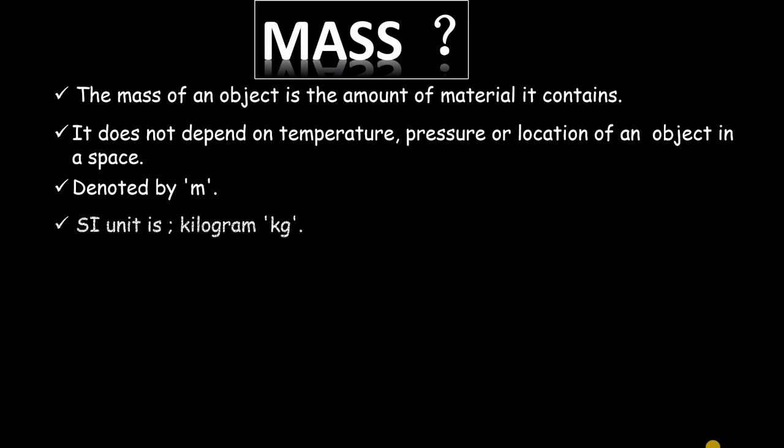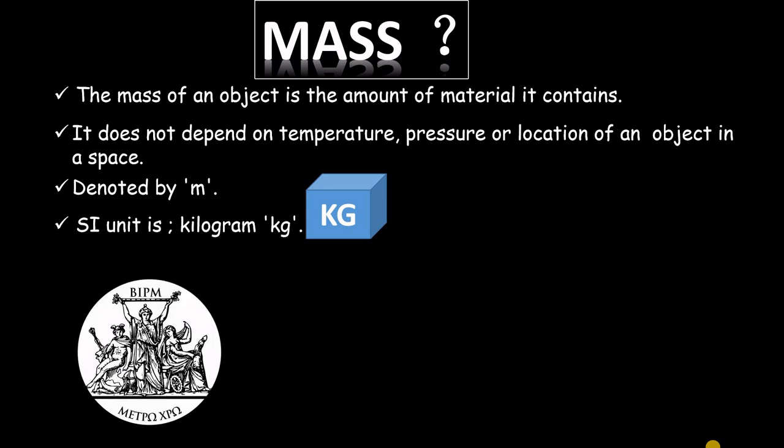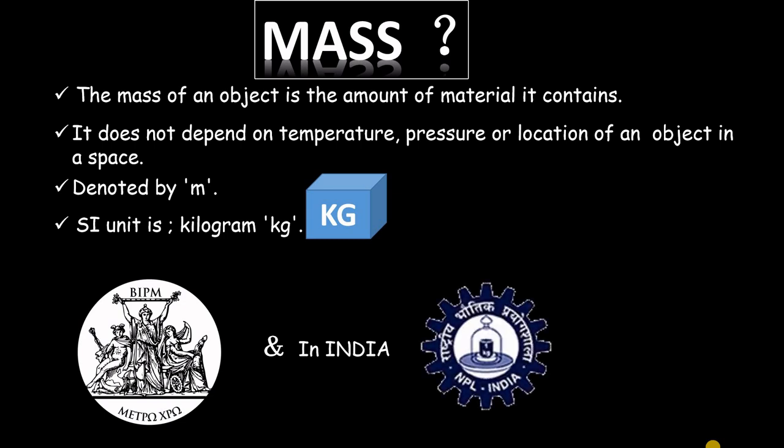The SI unit of mass is kilogram, and the symbol of kilogram is kg. The prototypes of the International Standard Kilogram supplied by the International Bureau of Weights and Measures are available in many other laboratories of different countries. In India, this is available at the National Physical Laboratory in New Delhi.